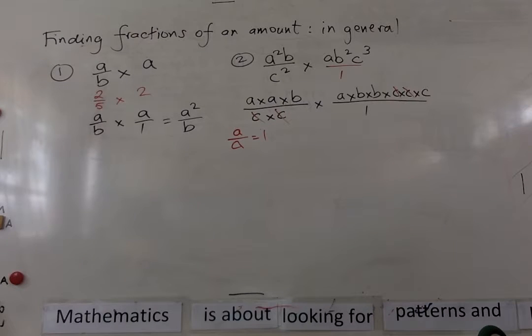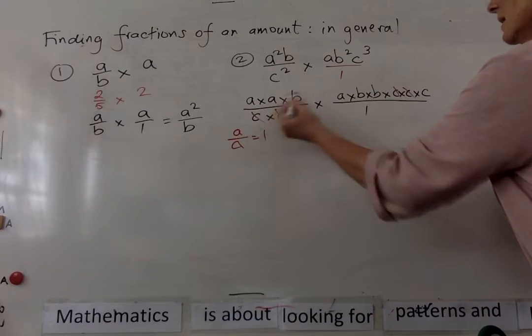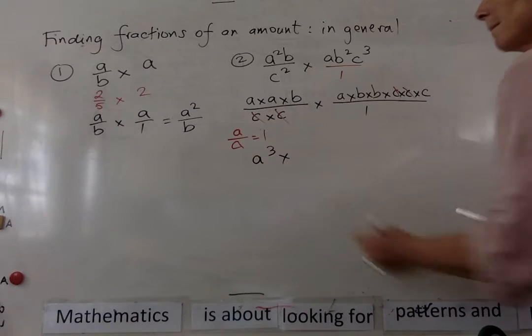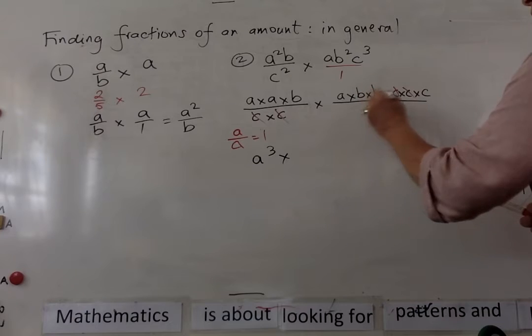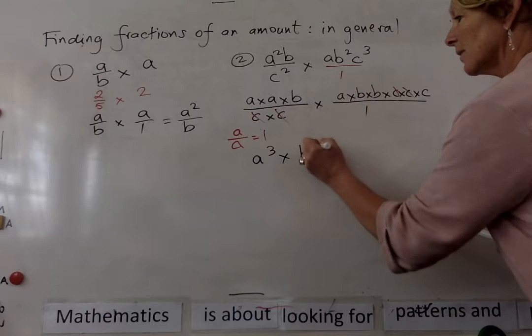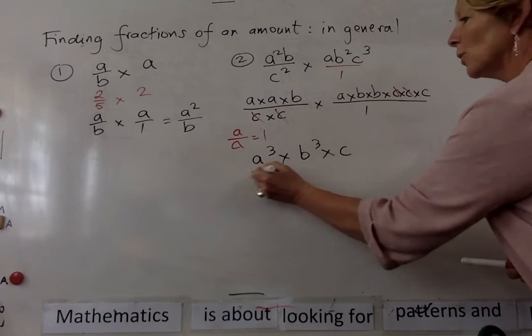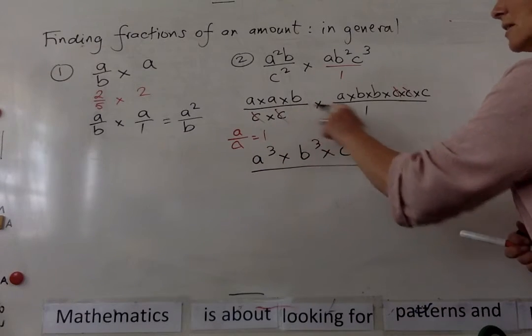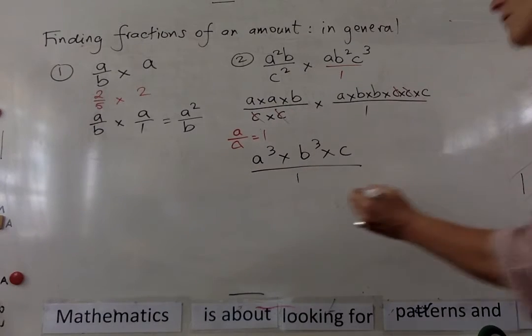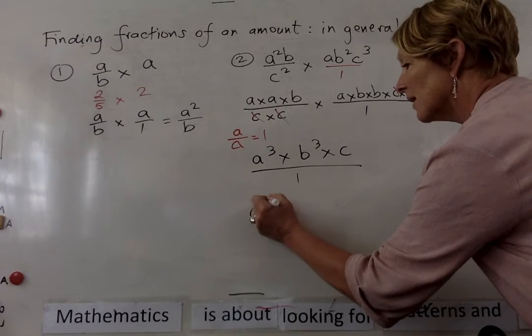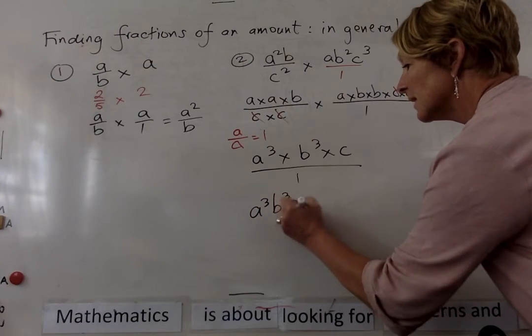That's about the only thing that we can simplify, and so now we can combine together what we're left with. A times a is going to give us a to the power of 3, multiplied by b 3 times, and we've also got c once. That's all over 1 times 1, which is 1. And now we can simplify it down. We don't need to show the times sign when we're multiplying things together. a cubed b cubed c.